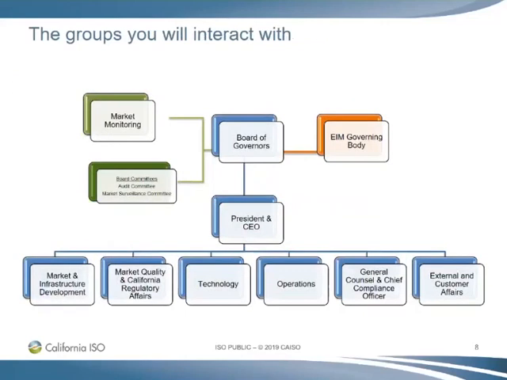Here you see a chart of how the ISO is structured, which includes the various teams that you would most likely interact with. Using our Board of Governors as a starting point, you can see the relationship between departments, committees, and regional entities. Our board is comprised of 5 members that each serve a staggered 3-year term and are appointed by the Governor of California.